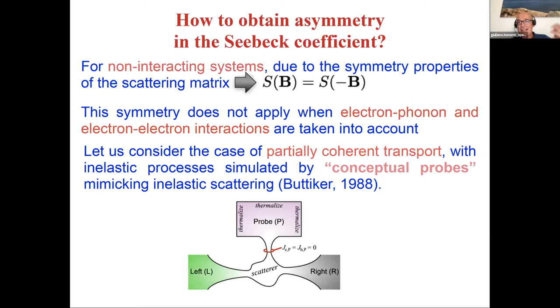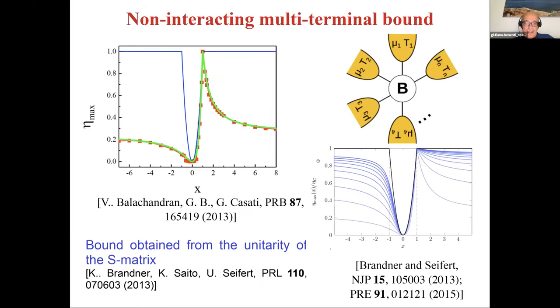Well, this was some quite old paper which put the question. Then the question is what is in real life? If you have a non-interacting system with two terminals, then you have a symmetry property of the scattering matrix. So the Seebeck coefficient is always equal to the Peltier, or equivalently you can say that the Seebeck coefficient is an even function of the magnetic field. But this symmetry doesn't apply if you have electron-phonon or electron-electron interaction. About electron-phonon, we started with some phenomenological model. You have some Büttiker conceptual probe to mimic inelastic scattering. You have a third terminal and on average charge and heat flow through this terminal is equal to zero. But then with this terminal you have inelastic scattering events. And then these are some numerical results, these squares, and the blue is what you can have from the second law of thermodynamics. So in principle, when you have x different from one, you have an asymmetry.